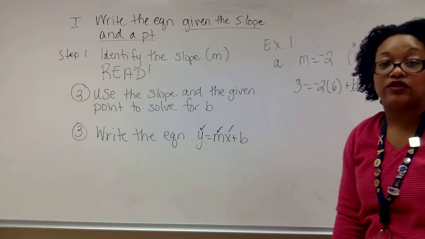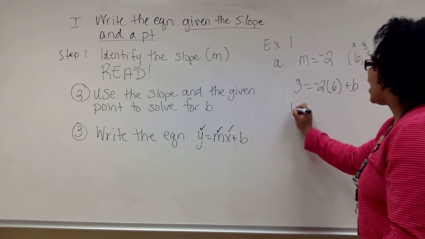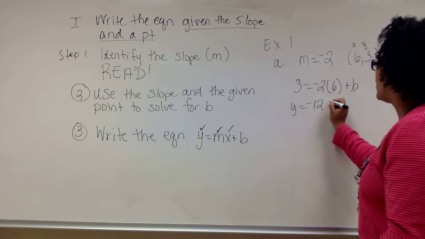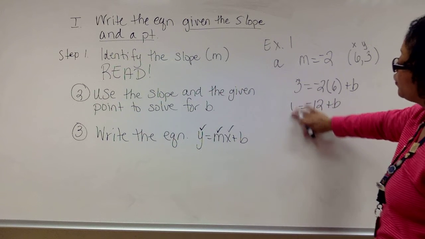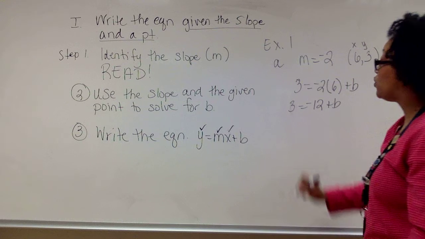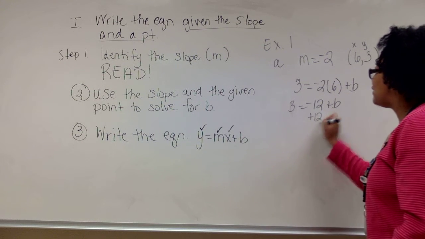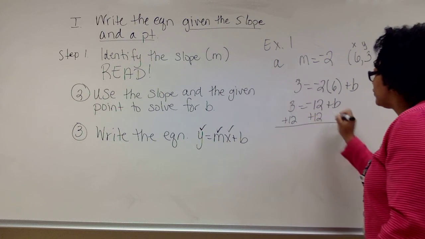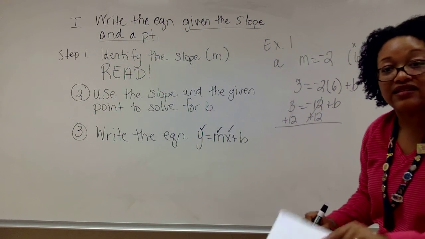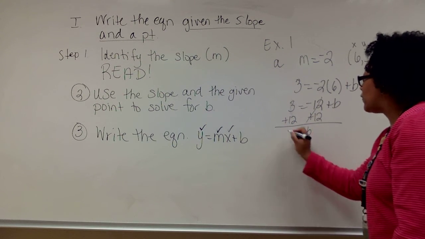Now you guys should be able to do this without too much problems. y equals -12 plus b. No, that's supposed to be a 3. Sorry. 3 equals -12 plus b. Add 12 to both sides. Remember to watch your signs. b is equal to 15.